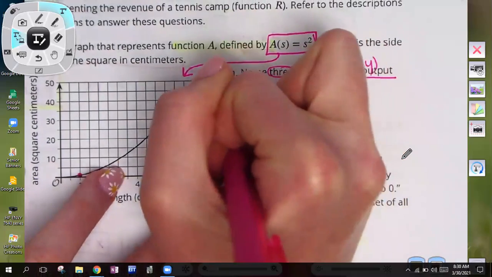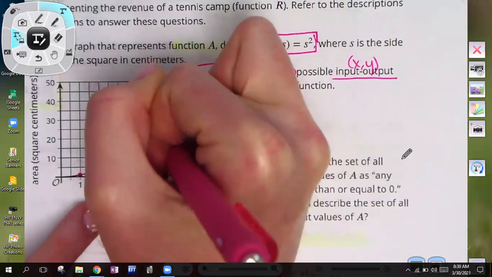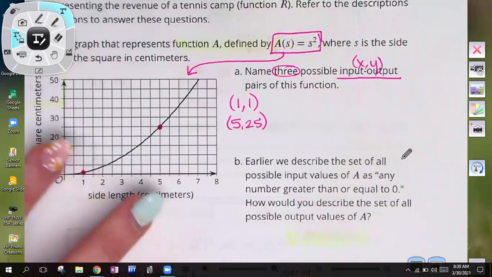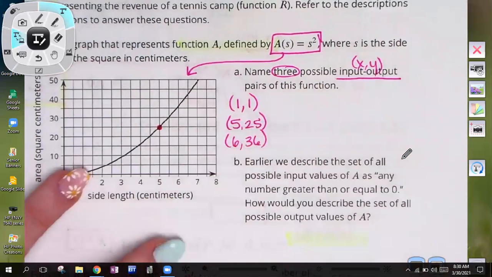5 and 25. Good. Okay, let me graph it real quick. All right, Luke, give me one more. 6 and 36. Last one, Kobe.